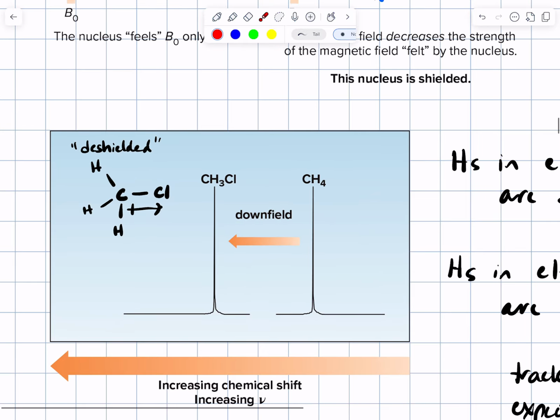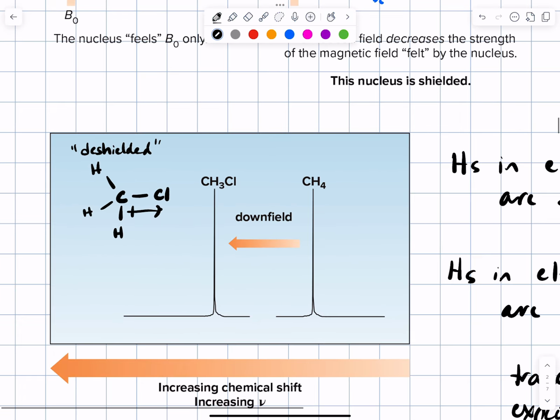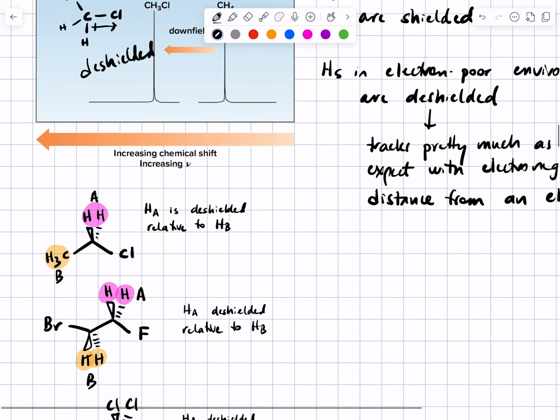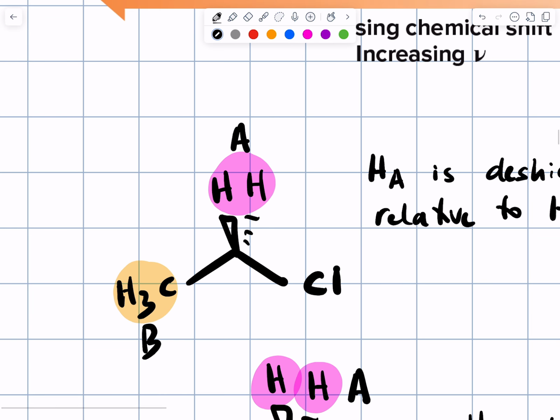We say that the protons in chloromethane are de-shielded relative to the protons in methane. Okay? So we can use this to draw some conclusions about where we expect protons to show up. And sometimes relative expectations are good enough. For example, being adjacent to chlorine means you are more de-shielded than being not adjacent to chlorine. And these shielding and de-shielding effects track with distance from the electronegative group.